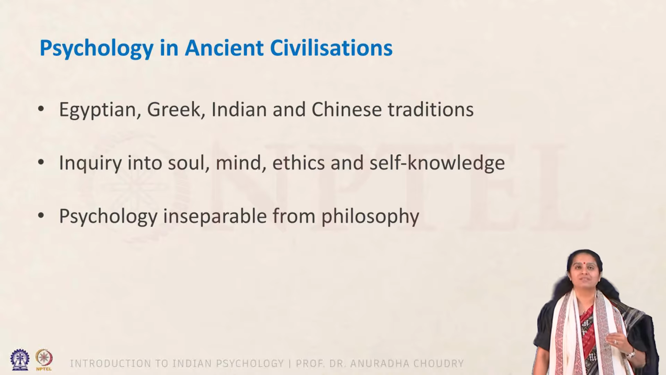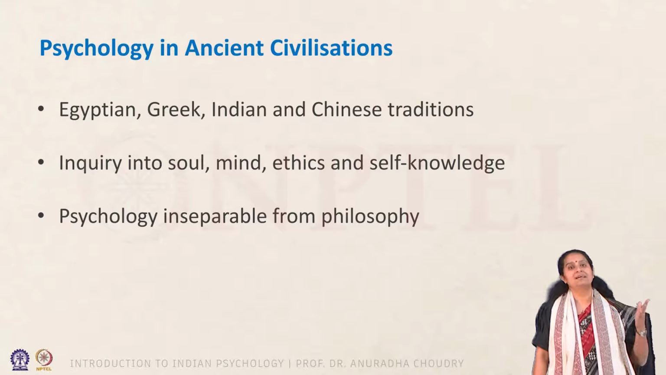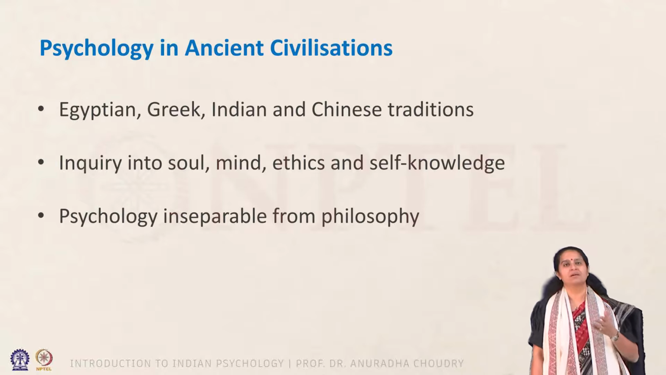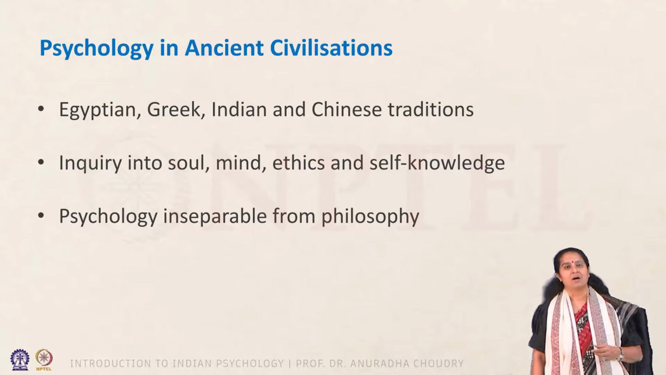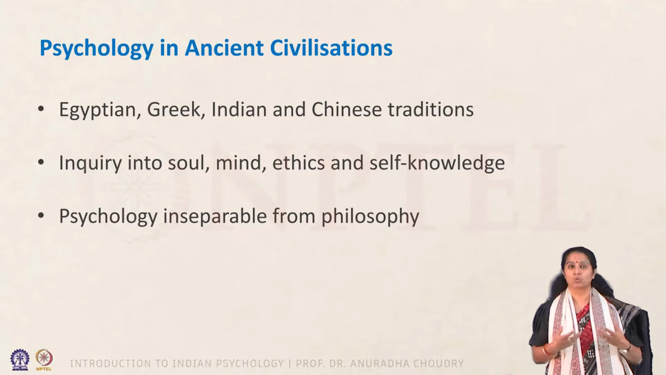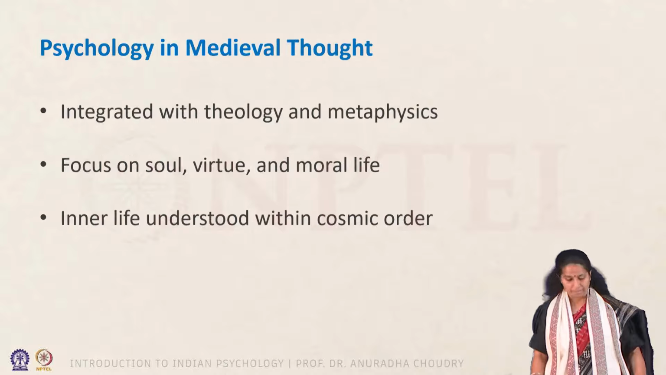Moving on to the concept of psychology as a whole in ancient civilizations, we see that the Egyptian, the Greek, the Indian, and the Chinese traditions talked about it in terms of the soul, and therefore the whole way of psychology was to inquire into the soul, mind, ethics, and self-knowledge. Psychology therefore was inseparable from philosophy.